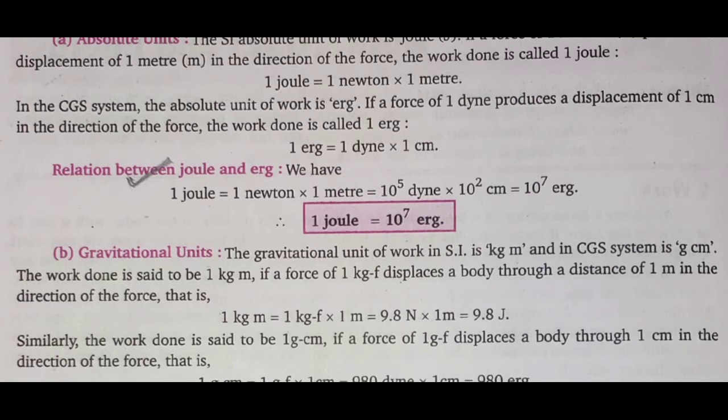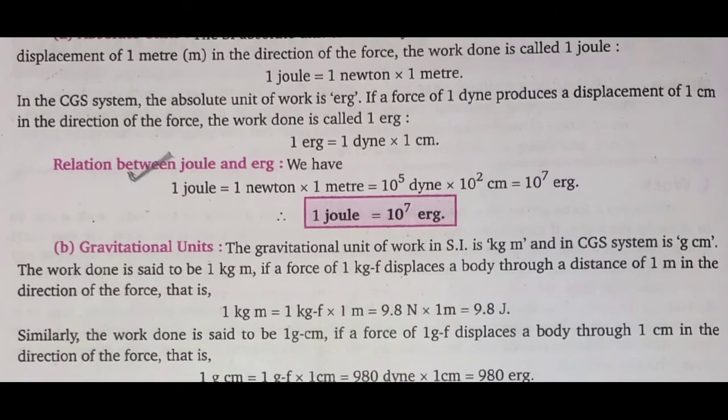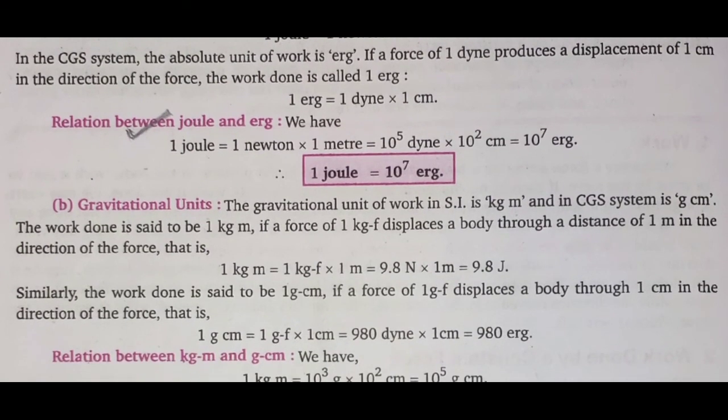Means 1 erg की definition अगर अपन को पता करना है तो क्या होगा. If we apply a force of 1 dyne on the object and the object is displaced 1 centimeter in the direction of applied force, then the work done on the object is 1 erg. Now, the relation between the joule and erg.